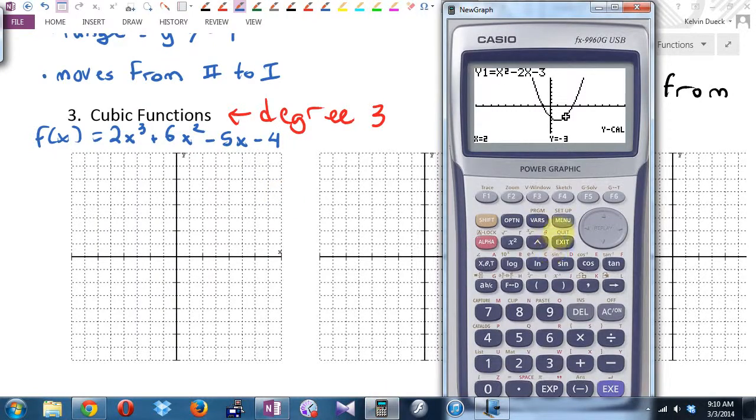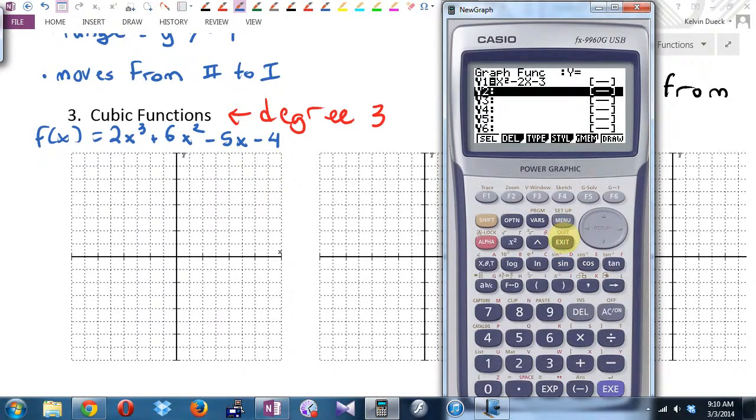So go to your graphing calculator, hit exit to get out of the graph that's in there. Delete the equation that you have, get out your graphing calculators, and type in this one. Okay? Delete the equation that you had there and type in this one.